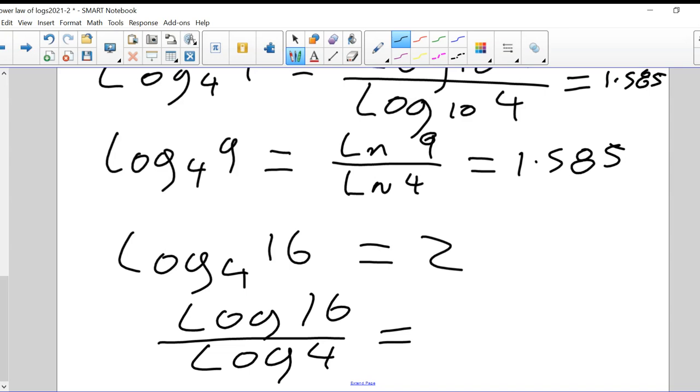And again, whether you want to use the ln key or the log key, as long as it's the same for the top and the bottom, you still get 2, right? We already knew it was 2 because 4 raised to the power of 2 gives us 16. But here is another way that, if we were struggling to figure it out, we would do with the calculator. So we now know how we can find the log in any base.